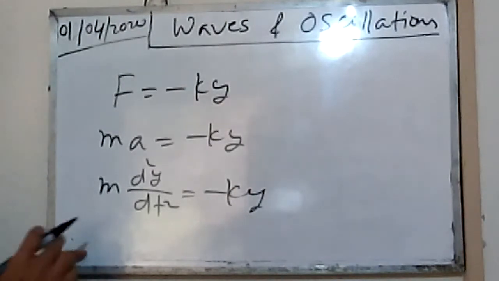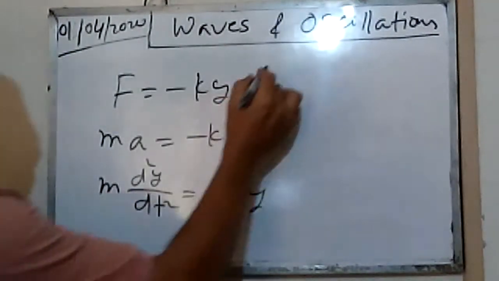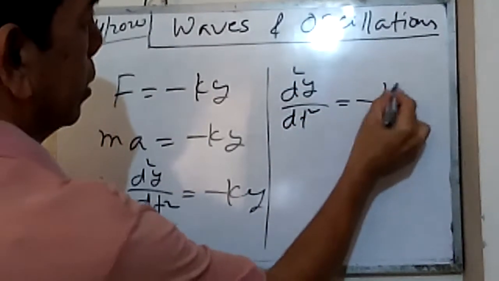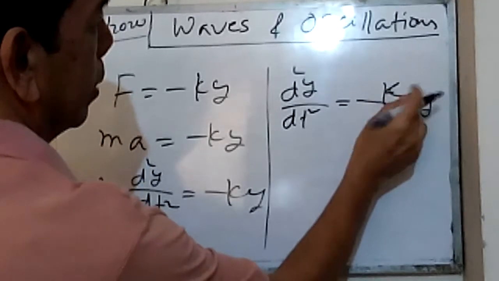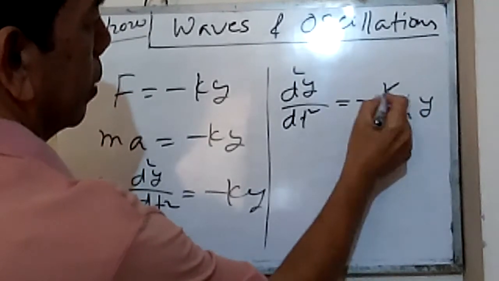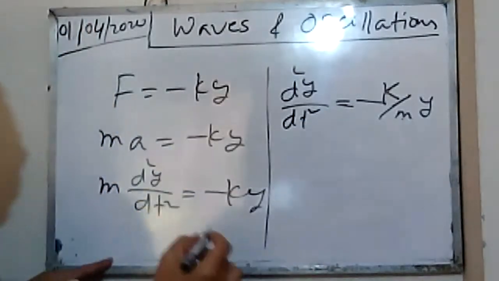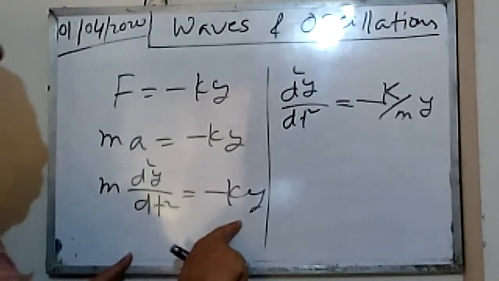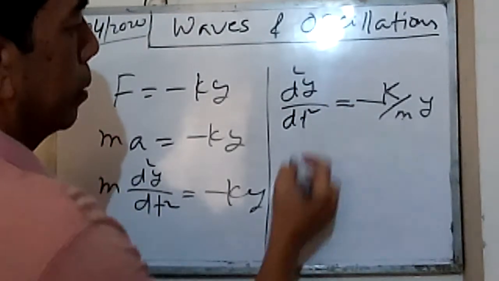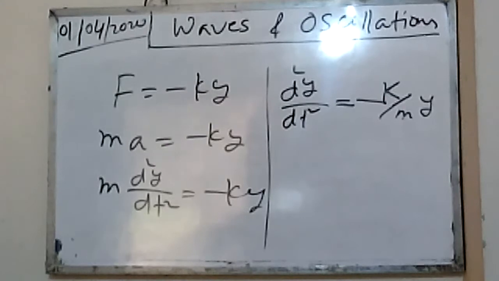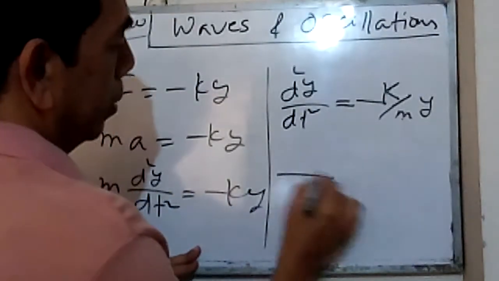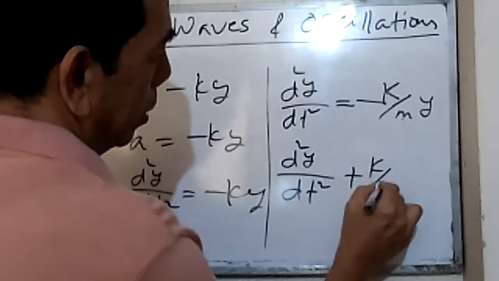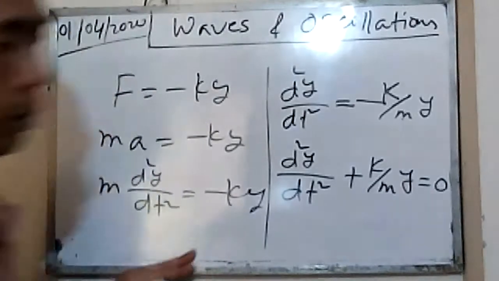Okay, then d square y by dt square equal to minus k by m y. Just put this m to the right hand side. Then d square y by dt square plus k by m y equal to 0.